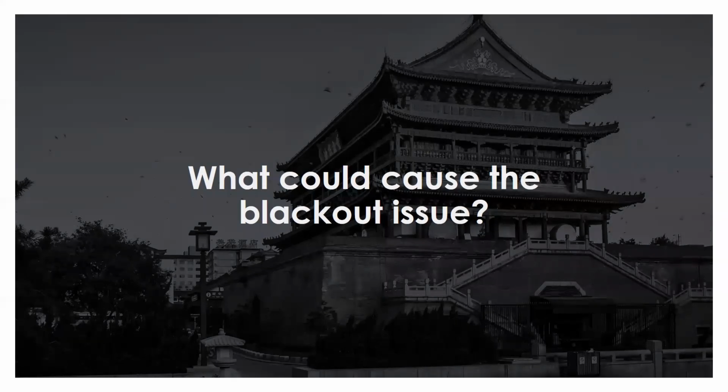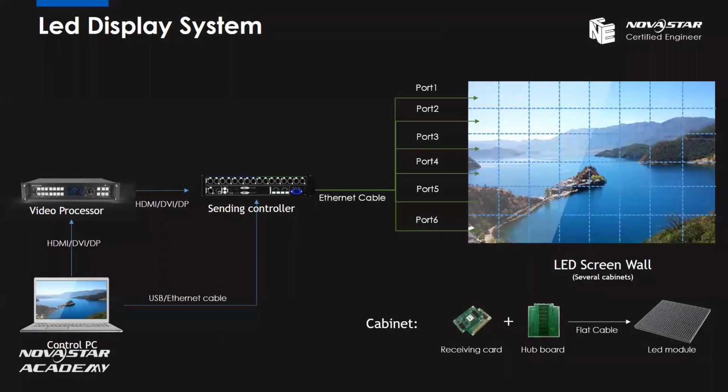If you want to locate the possible reasons, first, we need to take a look at the basic structure of the LED control system. In the first course, I have shown you the basic structure of our LED control system. Let's review it. Here we can see the control computer is connected to the sending controller by the USB cable or the Ethernet cable.